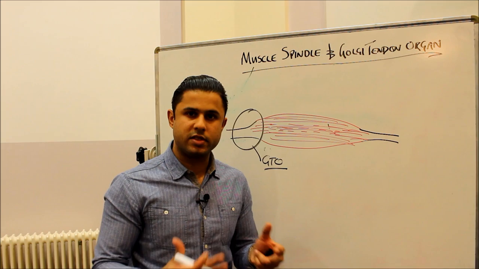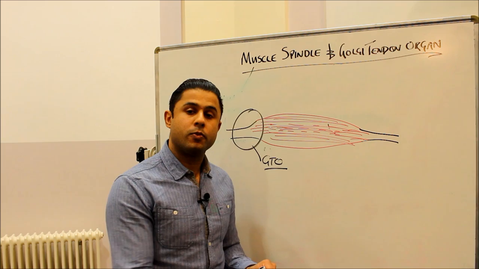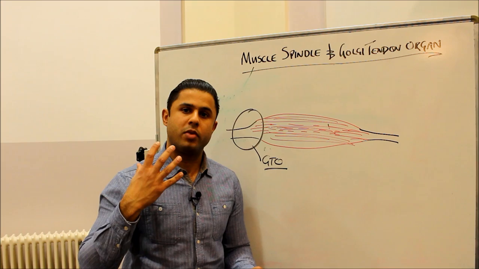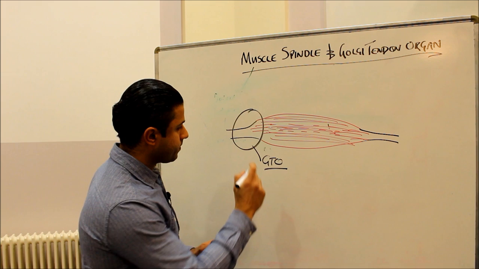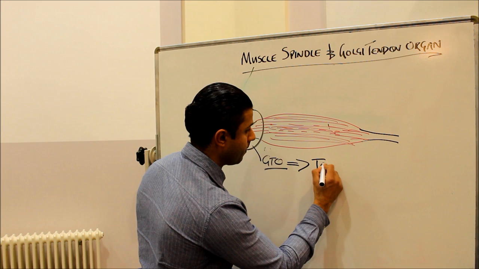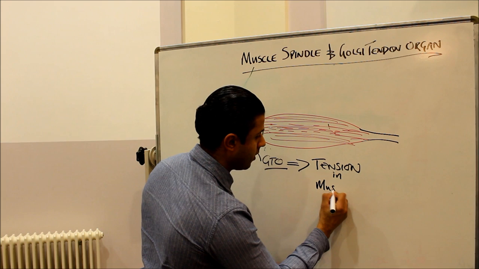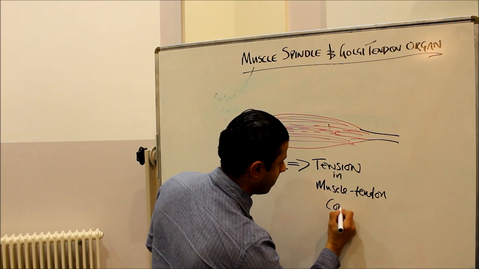So if I was to pick up a dumbbell, the reason why I know that dumbbell is heavy is because the Golgi tendon organ is sending information back to the brain. The brain is able to then interpret that and then sends an effector signal to the muscle to vary the contraction. So essentially, the Golgi tendon organ is detecting tension in the muscle-tendon complex, okay, which we've got just here.